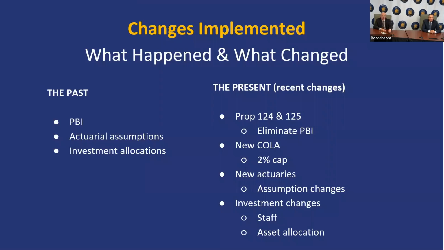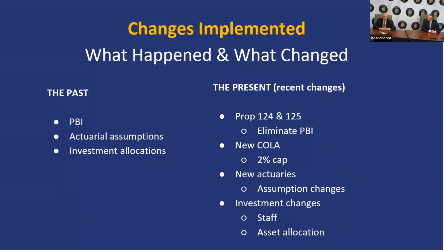So what changes were implemented? So kind of what happened? In the past, we had the PBI. Prop 124 and 125, the voters approved and eliminated the PBI. That created the new COLA that has a 2% cap. And so that provides much more consistency and more certainty on the actuarial valuations going forward about what those costs are. And then on the actuarial assumptions, there have been changes made.